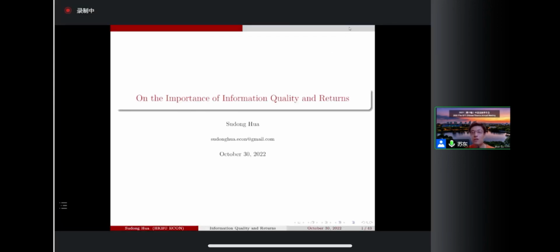This is a long paper, and I don't think I can finish it all. I'm trying to deliver the key messages to you and get you familiar with what I'm doing in this paper. I'm going to show the importance of information returns and quality at the same time.